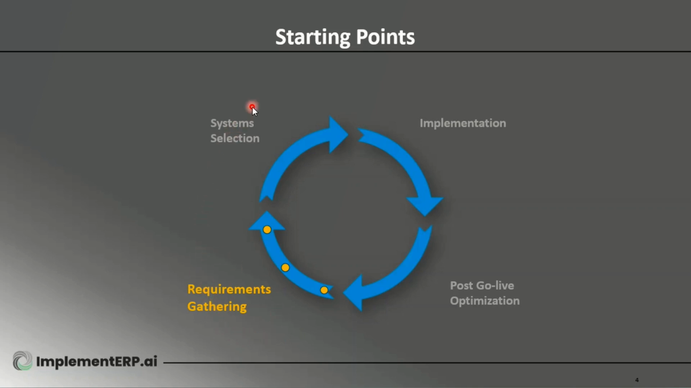the system selection phase. So let's talk about the selection phase, which, well, first of all, if you're going to do a selection, you better have done something like a requirements gathering, or it's just going to be a series of long, drawn-out conversations with a wide variety of companies with nothing concrete to move forward with.